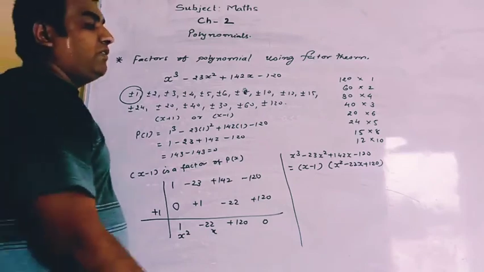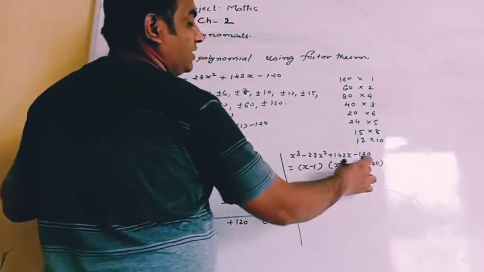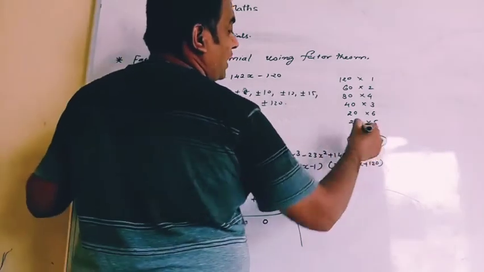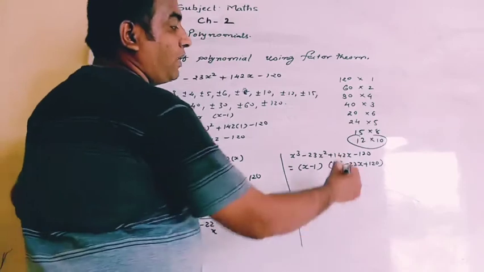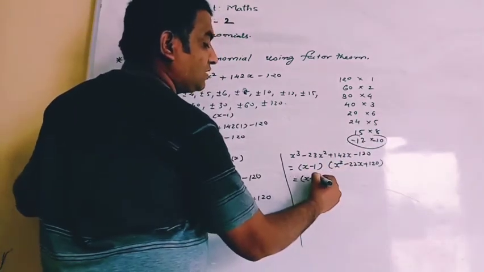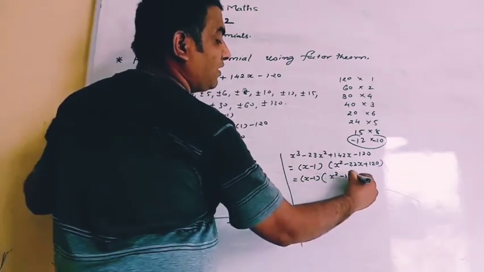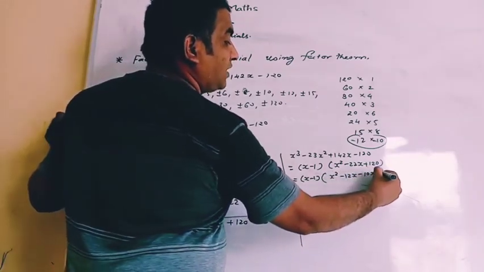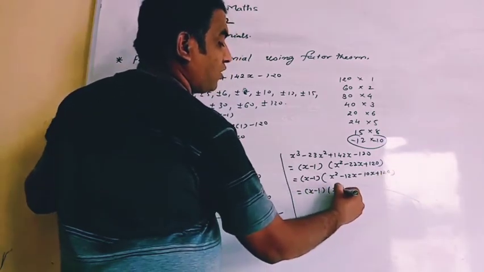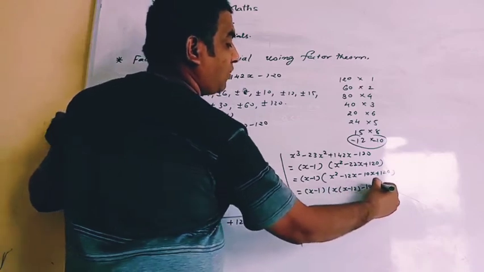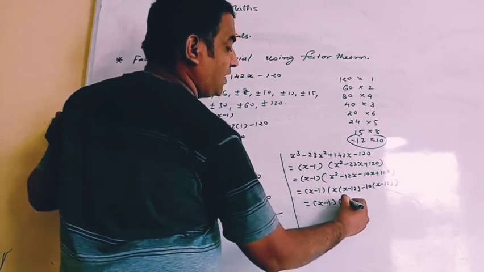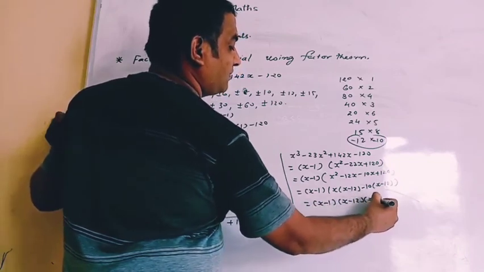So by the splitting method we can factorize. 120 is the product, and the sum should be 22. Here we can see 12 into 10, and minus 12 and minus 10 will give us 22. So x minus 1 times, here we can write x square minus 12x minus 10x plus 120. So x common from the first two terms, x minus 12, minus 10 common, x minus 12. And so the three factors are x minus 1, x minus 12, x minus 10.